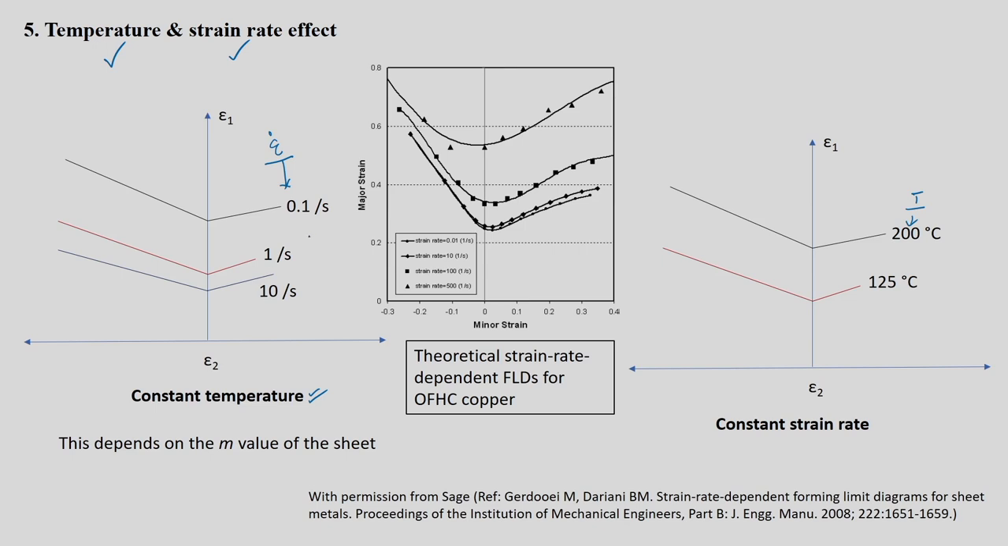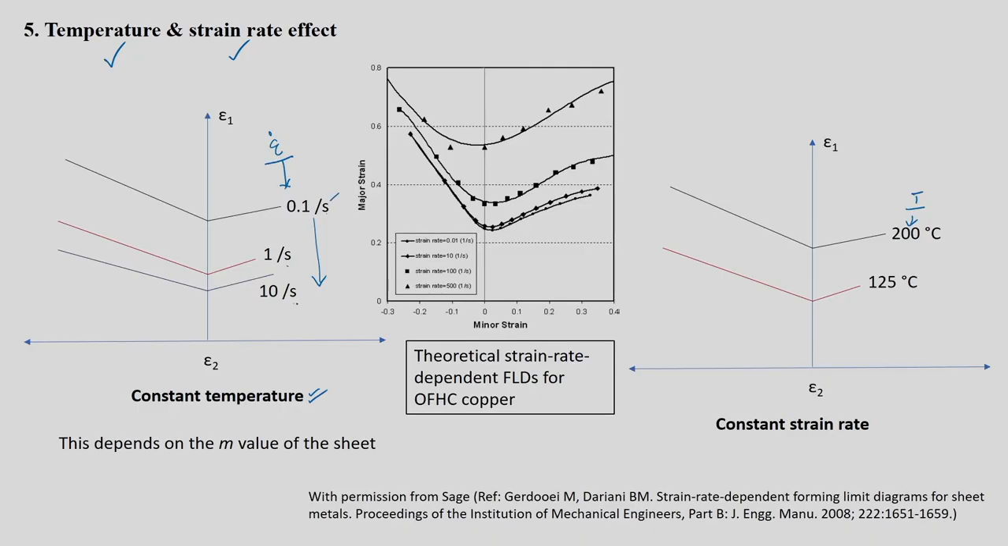In that situation, you see the strain rate increasing: 0.1 per second, 1 per second, 10 per second. That means you are increasing the forming speed actually. This is slow deformation, this is the highest speed, and this is in between. You will see that your forming limit is actually coming down. That is the difference between black, red and blue. For higher strain rate, you have a lesser forming limit, and this depends on the m value of the material.